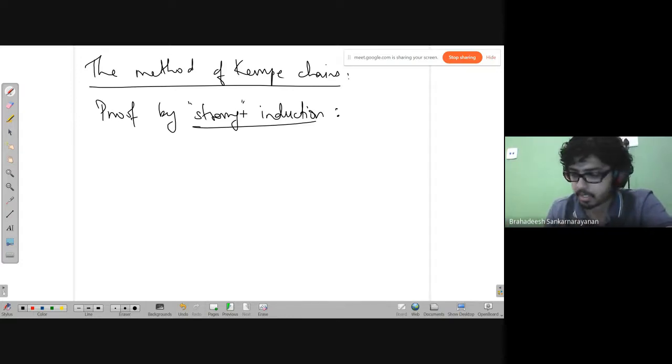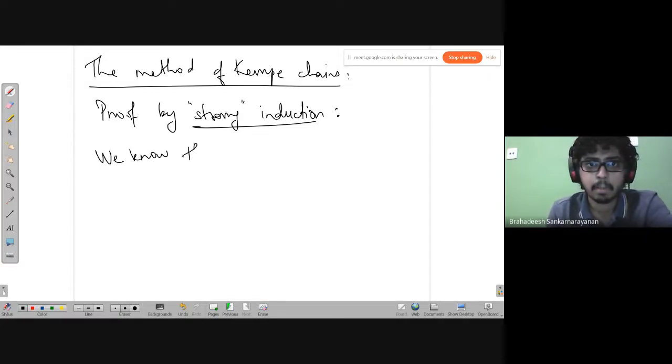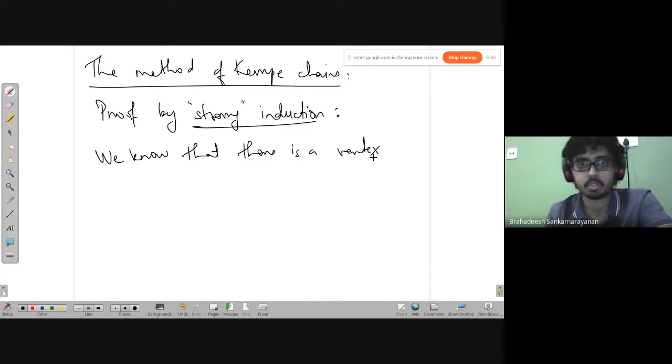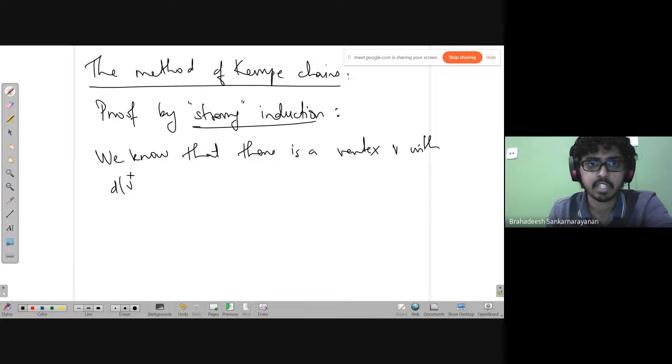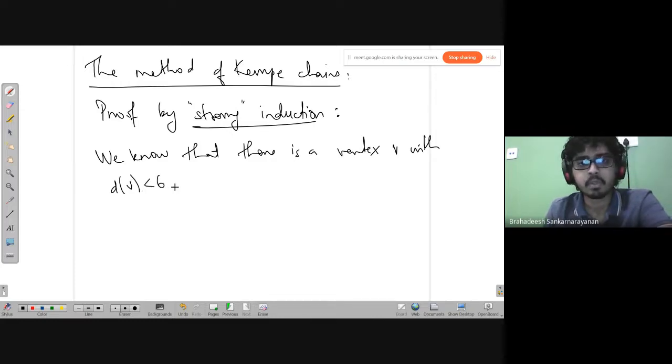So here is this method. We know that there is a vertex of degree, there is a vertex. So now we are taking a graph, which again we can assume is connected. We can assume it's maximal, in the sense that all faces are triangles, because if you can do it for that graph, you can do it for any subgraph of that also by deleting some edges. So we know that there's a vertex V with degree of V less than 6. Okay. So let's say this is V, and its degree is less than 6.